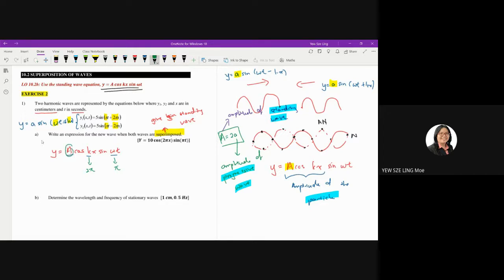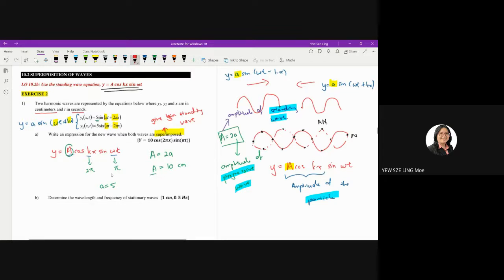Then how about A? The relationship between the progressive wave and the stationary wave is that capital A equals 2 small a. Small a is 5, therefore capital A is 10. 10 cm, because the question tells you y1, y2 and x are all in cm.